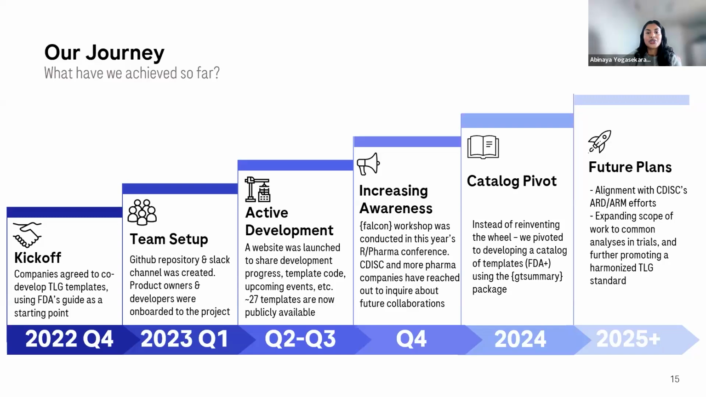And then in 2024 is when we did the catalog pivot. So again, instead of reinventing the wheel and creating yet another package that can create a table, we were pivoting to the catalog where we have these templates for the FDA integrated guide in addition to other tables that might be specific to your company or for your studies, and that might be a useful resource for other people, and we wanted to include that here. Going forward in our future outlook, we would like to work closely and more in alignment with CDISC ARD. So now that we have the backbone for it, we'd like to be integrated into the catalog. We'd like to expand that a little bit further.